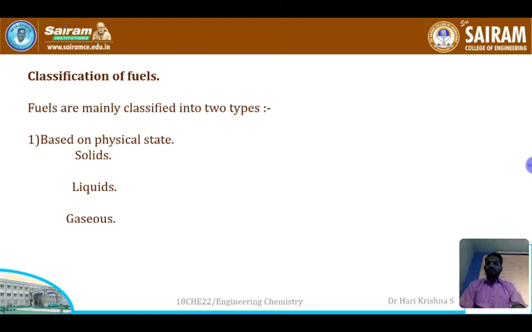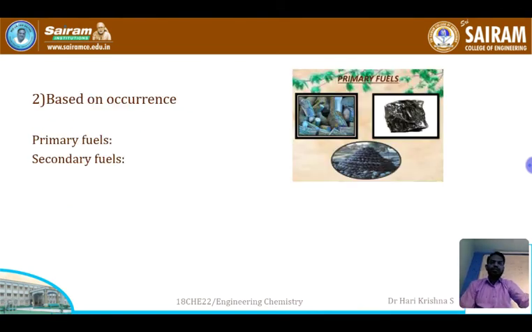Liquid fuels: your petrol, diesel, kerosene, etc. Gaseous fuels might be LPG, compressed natural gas, natural gas. These are examples of our gaseous fuel. So the next type of fuel is based on the occurrence, where it is occurring. Based on occurrence, you have two types of fuels. They are primary fuels and secondary fuels.